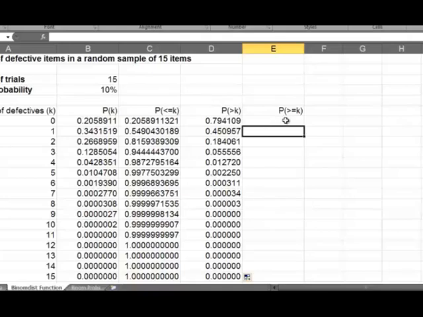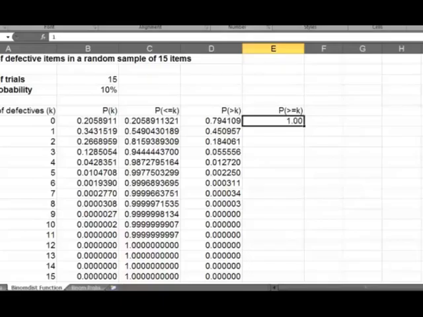Well, what do we know the answer has to be for k equals 0, by the way? The probability of being greater than or equal to 0, what's going to be 0 plus 1 plus 2 plus 3 all the way up to 15. And we know by definition that probability is going to have to equal 1.